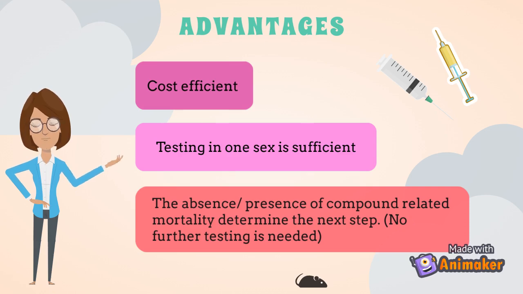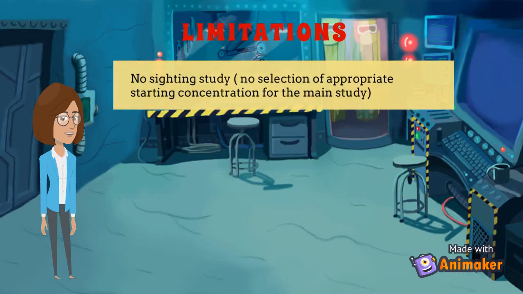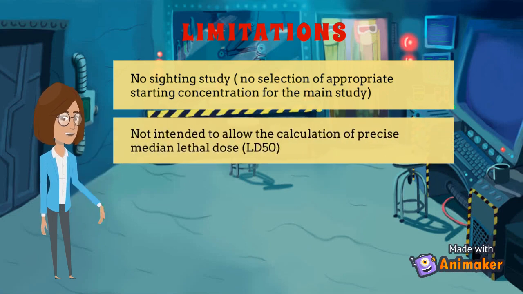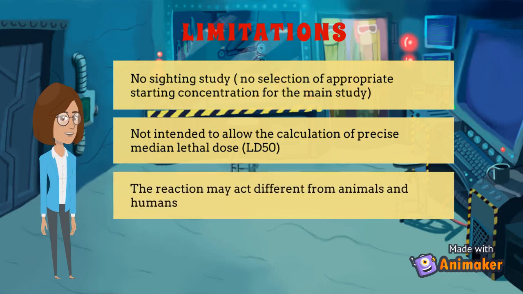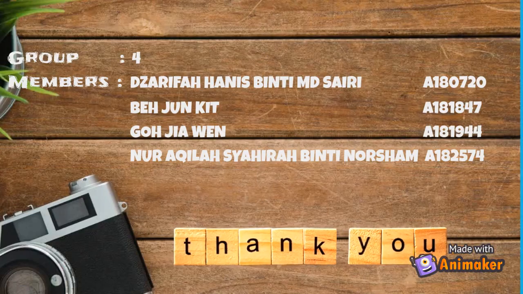In this acute oral toxicity test, there is no sighting study involved, which means that there is no selection of an appropriate starting concentration for the main study. This test is also not intended to allow the calculation of a precise LD50, as the proportion of animals that die is the major endpoint. Furthermore, reactions may differ between humans and animals since both have their own specific physiology and metabolism. Lastly, this test is time-consuming, taking about 20 days to obtain the results. Thank you.